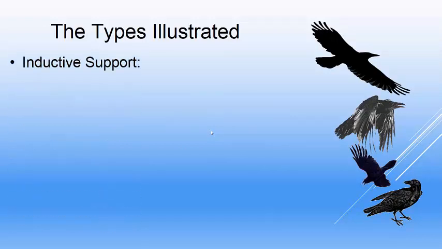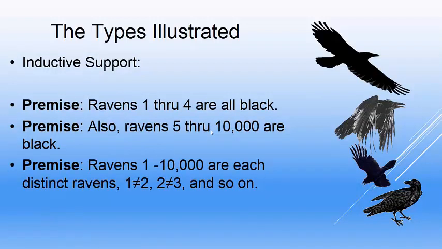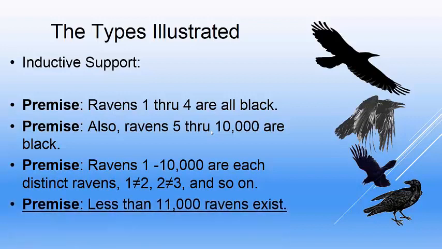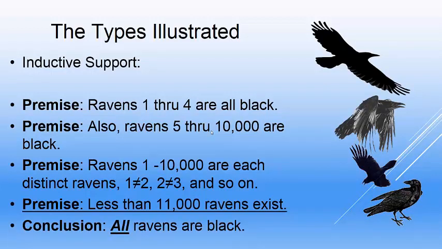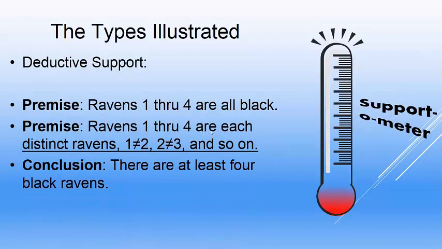But by way of contrast, if somebody said merely that ravens 1 through 4 were all black, ravens 5 through 10,000 were black, assuming each was a distinct animal, and new premise, less than 11,000 ravens exist. What does that prove? Well, it lends a lot of support, though not proof, to the conclusion that all ravens are black. After all, there's just 1,000 left that we didn't catalog. So you get the idea, right? I'm going to put a supportometer to the right.